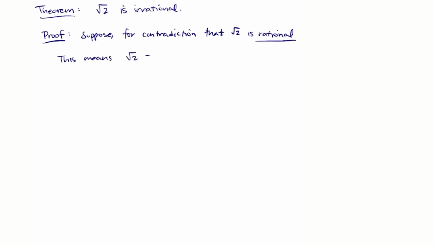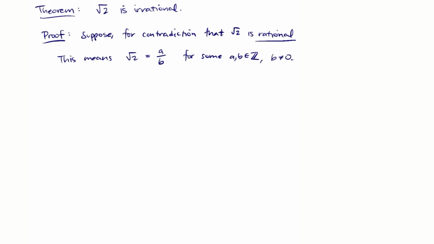Well, how do I start a proof by contradiction? Suppose not. Suppose for contradiction that square root 2 is not irrational. That is, square root 2 is rational. Okay? What does that mean? This means that it can be expressed as square root 2 equals a over b for some a, b that are integers with b not equal to 0.